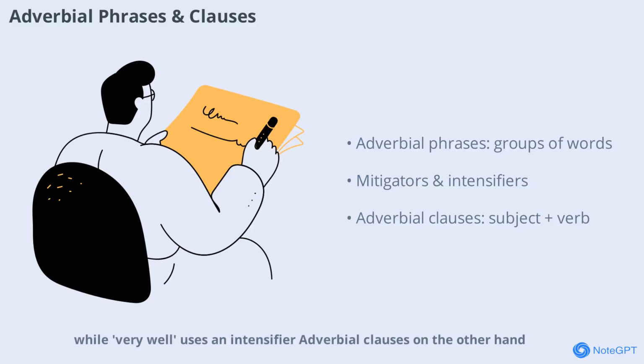Adverbial clauses, on the other hand, contain a subject and verb and are connected to the main sentence with subordinating conjunctions. They can express time, place, reason, condition, manner, or contrast. Mastering these structures allows you to add rich detail and clarity to your communication.